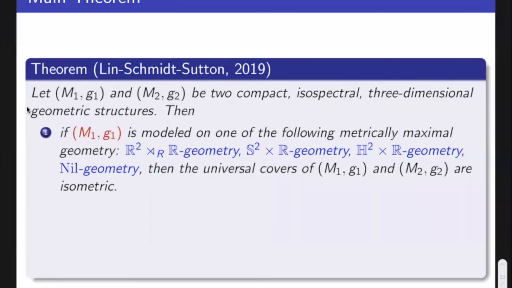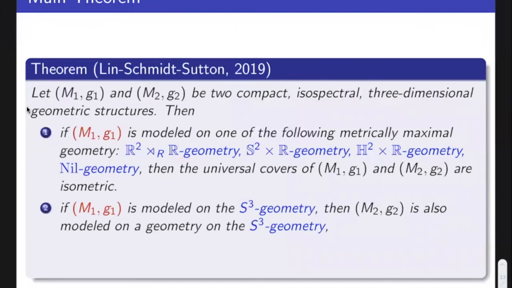Now let's move on to the main theorem. In our theorem, I'm going to let M1G1, M2G2 be compact isospectral three-dimensional geometric structures. We already know from Berger's theorem that constant curvature spaces are determined by the Laplace spectrum, so we will not list them here. If M1G1 is modeled on one of the following metrically maximal geometries, this semi-direct product geometry, S2 cross R, H2 cross R, or the Heisenberg geometry, then the universal covers are isometric. That's the strongest statement.